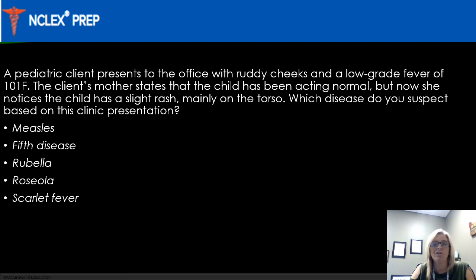All right, so hopefully you paused this and have come up with your answer. When you see that slapped cheek appearance and a not very sick child, just a low-grade fever, that's often going to be Fifth disease. So this is B, Fifth disease, not very sick, slapped cheek appearance.